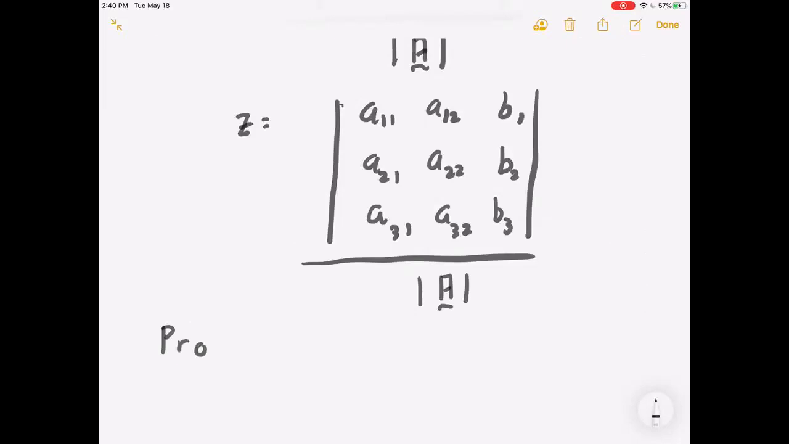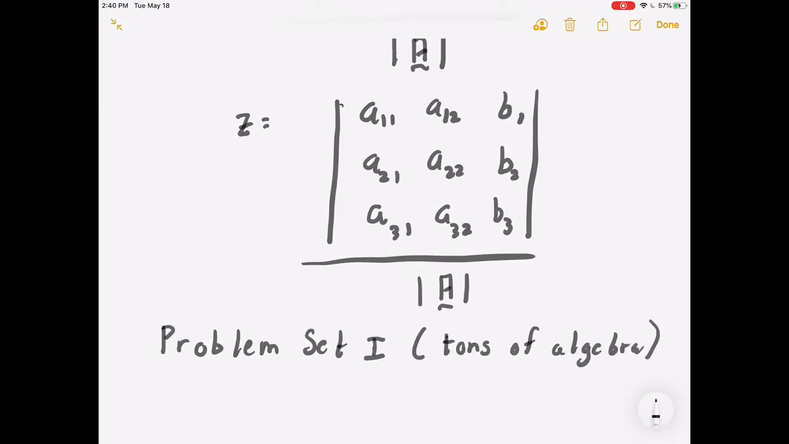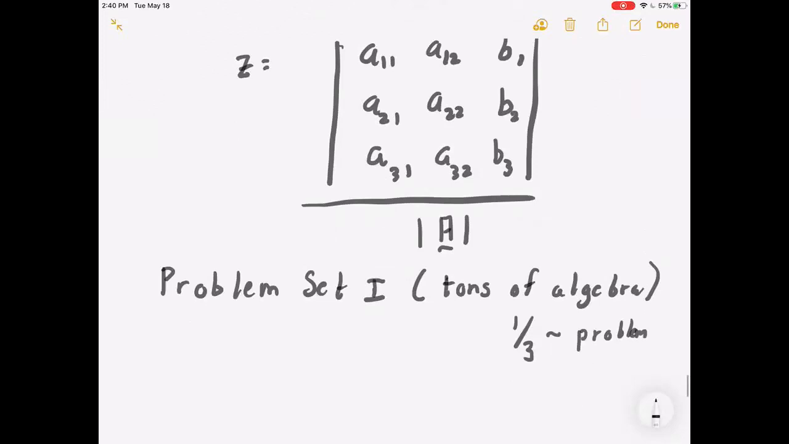You will show that this is true by brute force in problem set 1. And I will say now there is a lot of algebra involved in this problem. I will say that this is probably the most complicated problem in terms of algebra that you'll work on in the entire course. And I will help you. I will spell out how you do at least 1/3 of the problem, and then I'll leave the rest for you. So I'll give you a guideline.